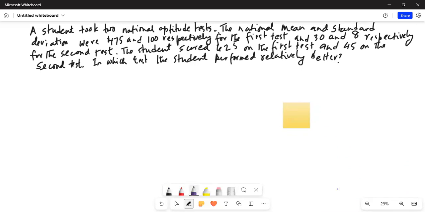Okay. So, solution. Now, as you notice, the two tests have different means and standard deviations, so you really cannot compare them directly. The best thing is to calculate the standard normal score for the student's score in the first test and in the second test.